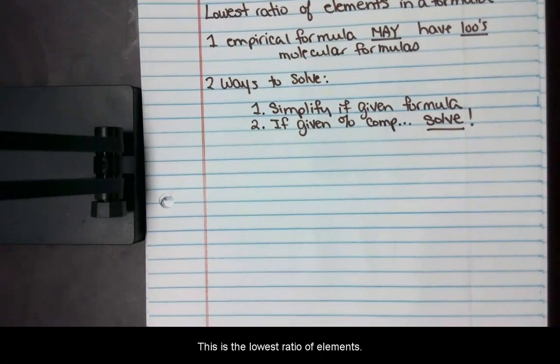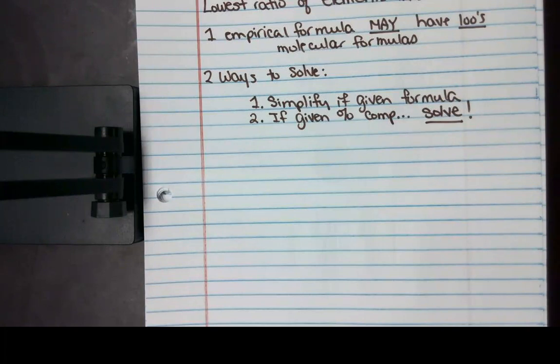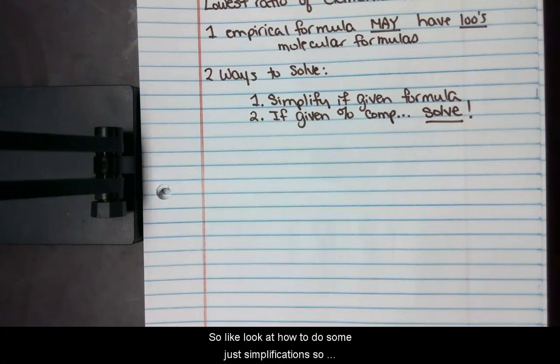So there's two ways to solve. If you're given a formula, you just simplify it into the lowest ratio of elements. But oftentimes you're given a percent composition and then told to find the empirical formula. Or you're given a percent composition and told to find the molecular formula. Either way of those questions, you have to find the empirical formula first, and that is what I'm here to tell you about. So let's look at how to do some simplifications.